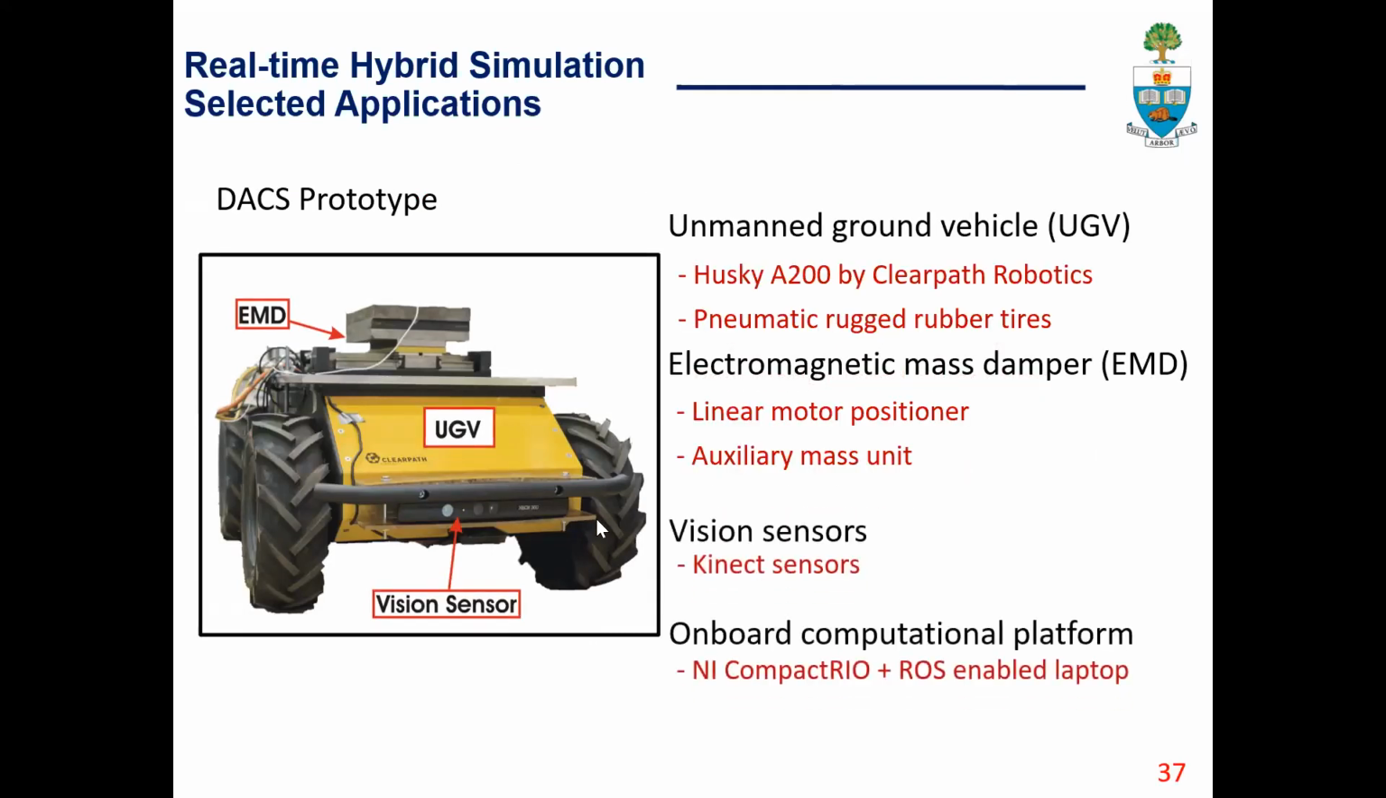So the DAX prototype has these components. It has the unmanned ground vehicle, which is a Husky from ClearPath Robotics. On top of it, there is an electromagnetic mass damper. This is an active mass damper. The UGV has vision sensors in the front and back, and there is onboard computational platform. This time we again use National Instrument products, but instead of a PXI system, we used a compact Rio.